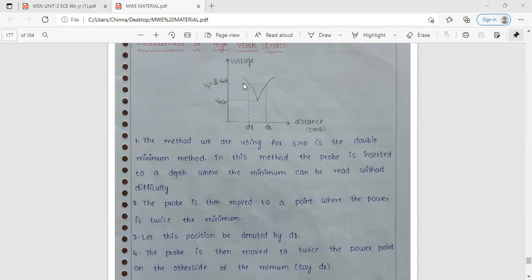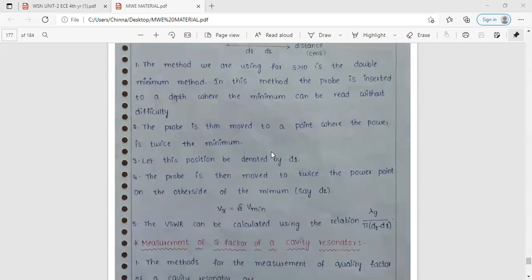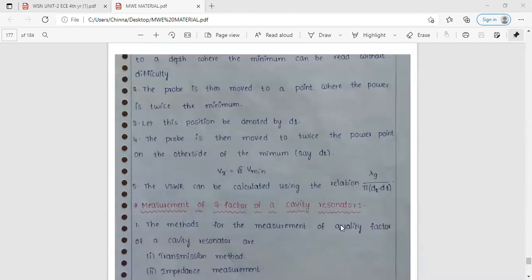So if you consider the successive maximas only, D1, and the next successive maximum will be D2, or you can also take successive minima. Any one you can choose, V maximum or V minimum, across that particular D1 and D2. So based on that, we have the formula. VSWR is equal to lambda g by pi into (d2 minus d1). That is the relationship. This is the measurement of the VSWR.